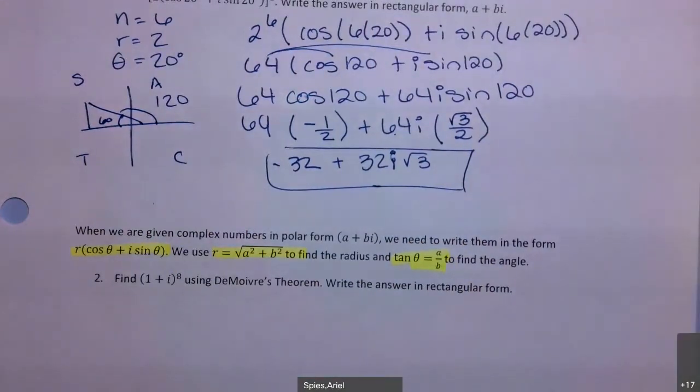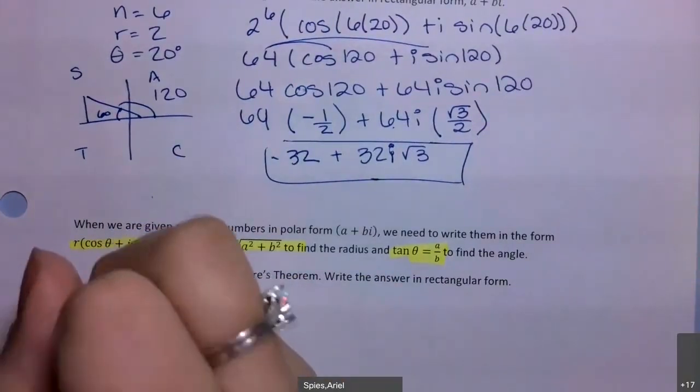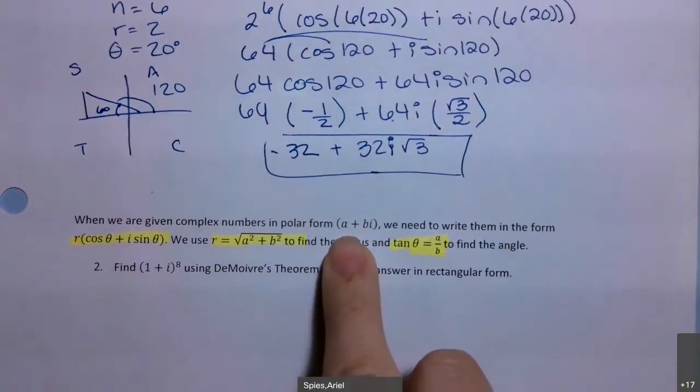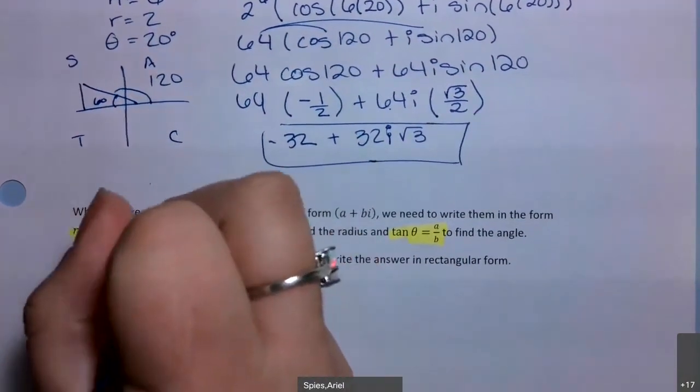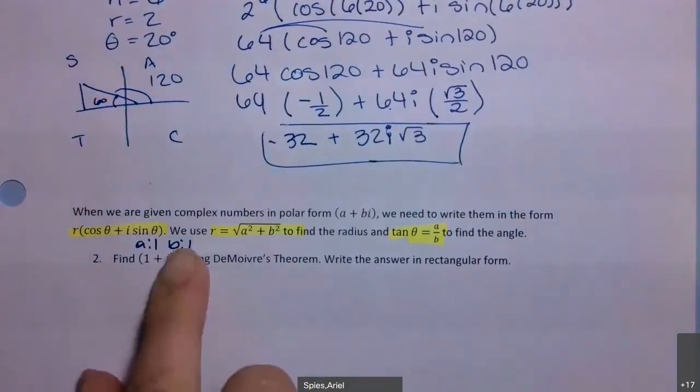So on number 2, it wants me to continue using this theorem and to write my answer in rectangular form. So first I want to figure out my radius, but in order to do that, I need to know my a and b. This is coming from the complex number form. My a is 1, and my b is also 1 in this one because of the number in front of the i.